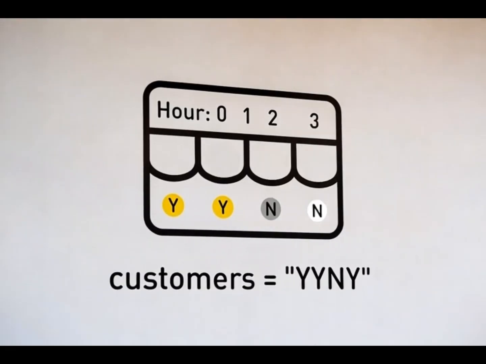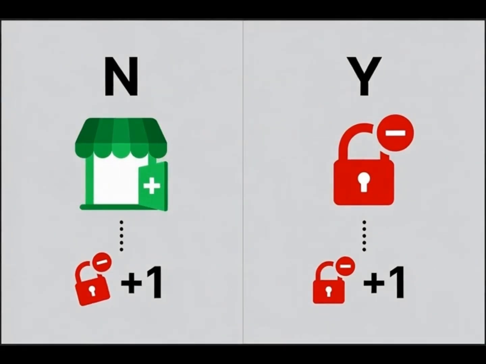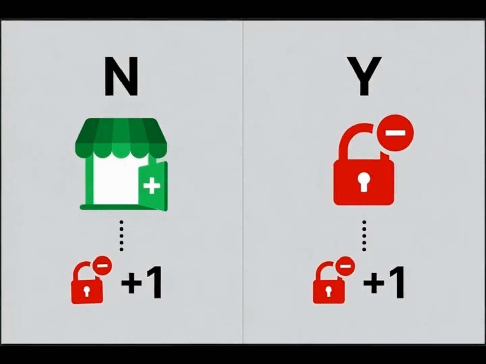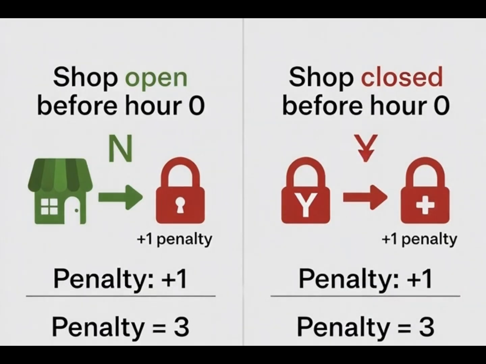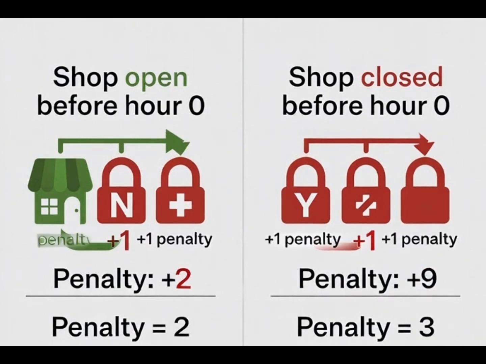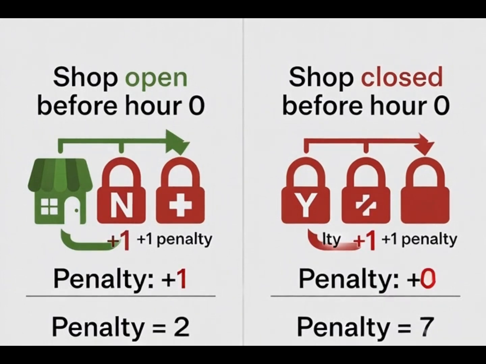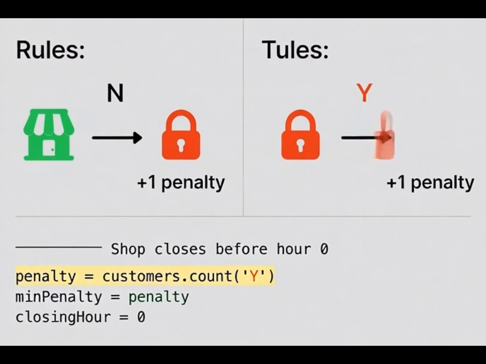We are given a customer log where Y means customers arrive and N means no customers. Our goal is to decide when the shop should close so that the total penalty is minimum. There are only two ways to get penalized. If the shop is open but no customers come, we get a penalty. If the shop is closed and customers come, we also get a penalty. Let's start by assuming the shop closes at hour 0. That means the shop is closed all day. So every Y becomes a penalty. In YYNY, we have 3 Ys, so the initial penalty is 3. In code, we initialize the penalty as the count of Ys.